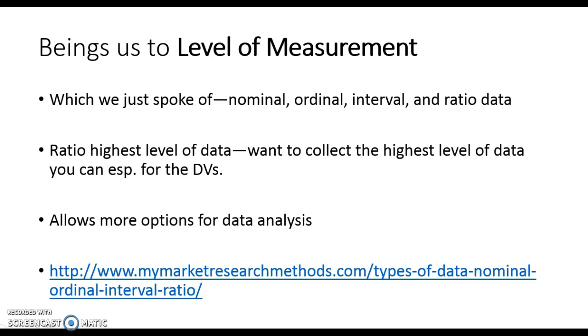If we go on, this really brings us to the level of measurement. This is what we just spoke of briefly. This is nominal, ordinal, interval, and ratio data. So this is the level of measurement for our data. And the thing is, ratio is the highest level of data, and when we can, we want to collect the highest level of data, especially for our DVs, because it allows more options or more robust data analysis. This website, I think, is really good. It explains things very nicely.